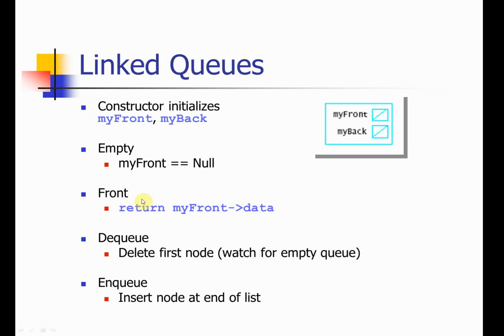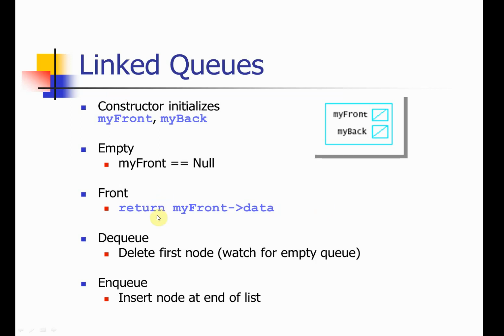For the front operation, all you need to do is try to retrieve from the data part, and you will be able to get the front element. Obviously, you need to check whether or not this is an empty queue. If it is not empty, simply print out my front's data part. And that's the majority of the functions.